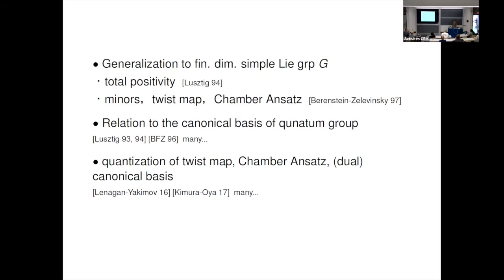And so actually the motivation of Lusztig and Berenstein, Zelevinsky was in the very similarity in the canonical basis of quantum group and totally positive matrices. So they were interested in these topics, and for general G, they constructed very interesting studies. And now it also continues. So there is a quantum analog of these things, twist map or chamber ansatz. And it is also a very interesting topic in representation theory, and many people are studying this topic too. So this is the side of algebra based on total positivity.